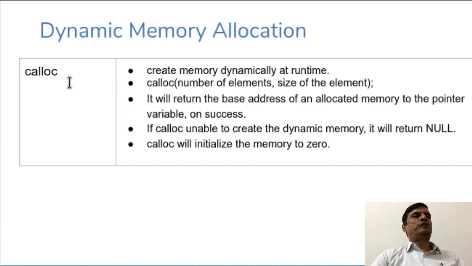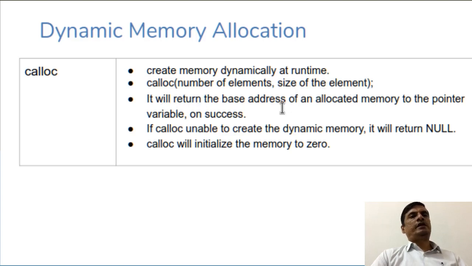And there is one more function in C language called calloc, which will be used along with malloc and realloc. C stands for contiguous, so it creates memory dynamically at runtime. It serves as a dynamic memory allocation function. It accepts two parameters: the first parameter is the number of elements, and the second parameter is the size of the element.